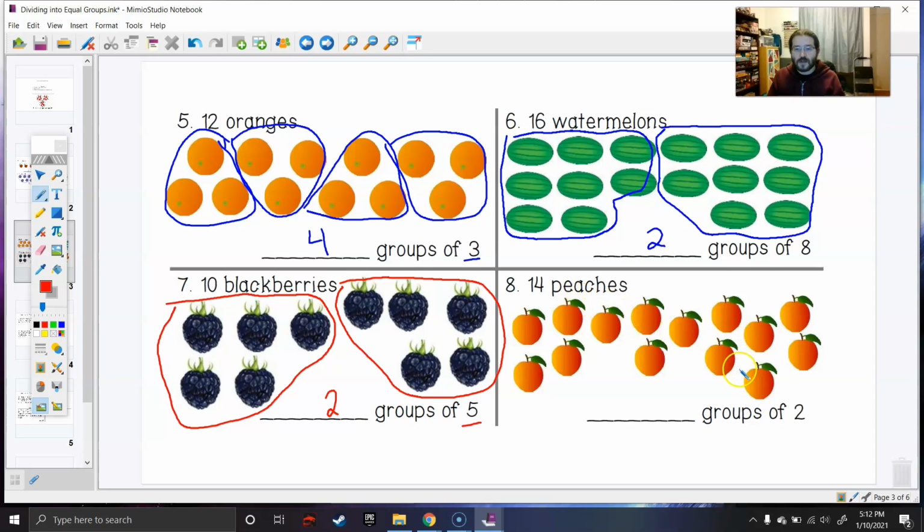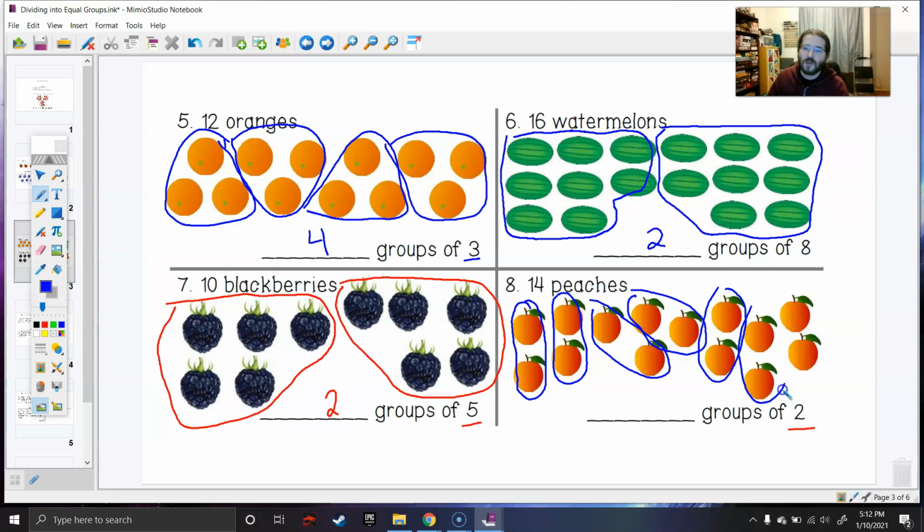14 peaches. So groups of 2. All right, so we're going to circle groups of 2. So we have 1, 2, that's 1 group. 1, 2, that's 2 groups. 3 groups. 4 groups. 5 groups. 6 groups. 7 groups of 2.